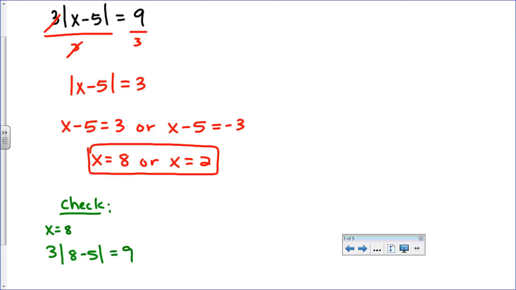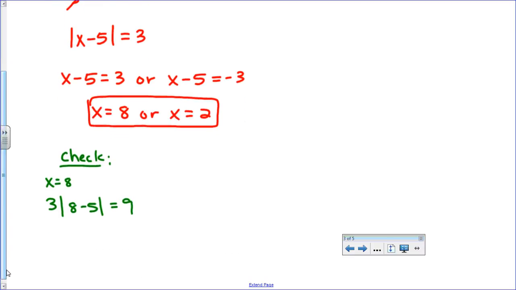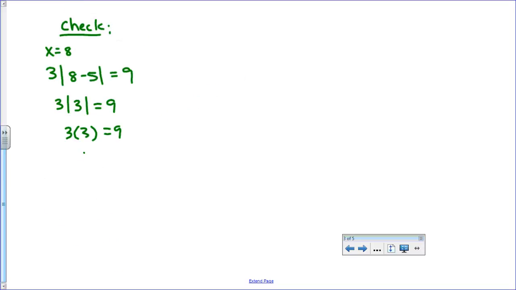So typing this in your calculator, if you know where the absolute value button is, you can type it all in at once. If you don't, that's fine. We'll just work it out. So go ahead and subtract. What is the absolute value of 3? And then 3 times 3 is 9. Okay, so that's good there.